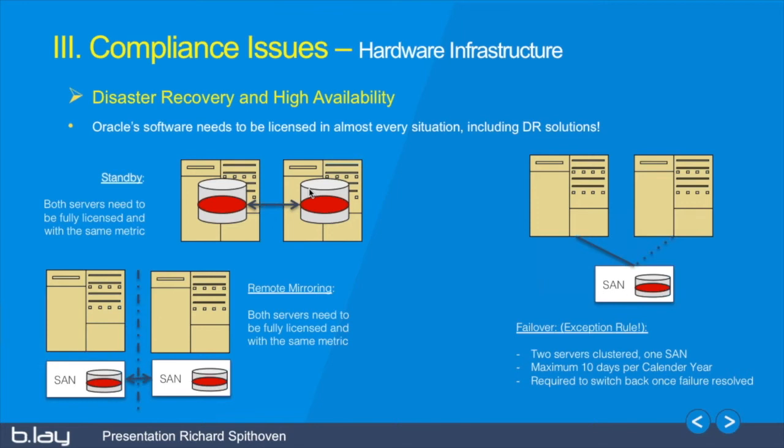The whole reason behind why you need to license both machines in the same way is that any transaction that is being performed on the primary production server is, through the use of DataGuard for example, being transferred to the standby environment. And as such, the users of the standby environment are exactly the same users as the users of the primary production environment. So both environments need to be licensed.